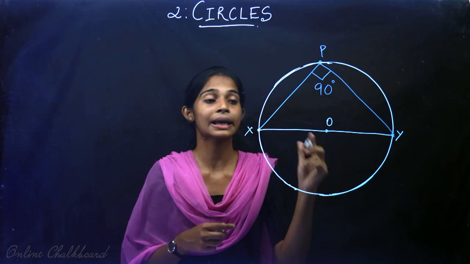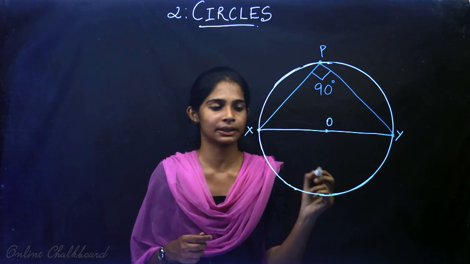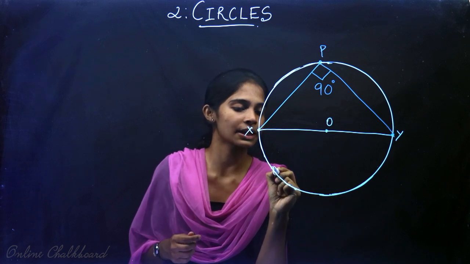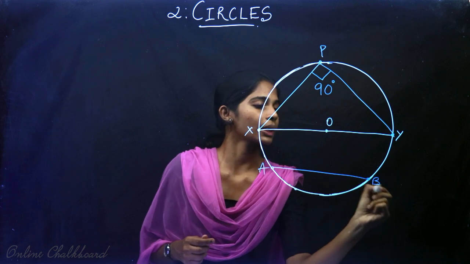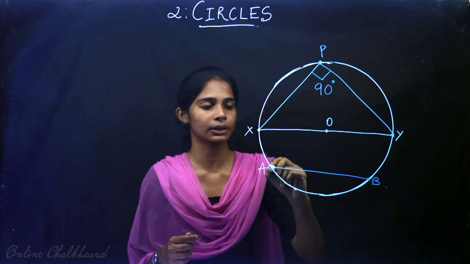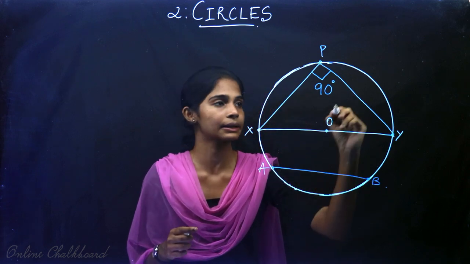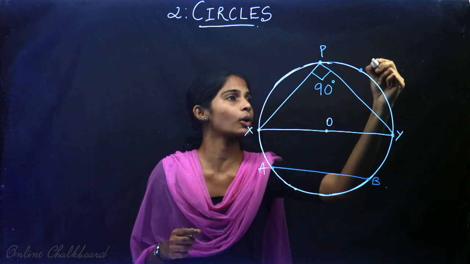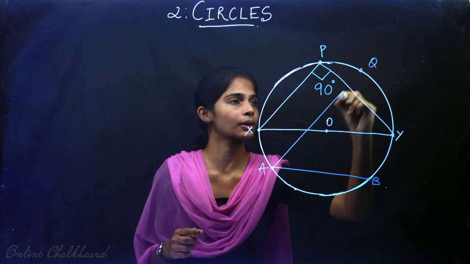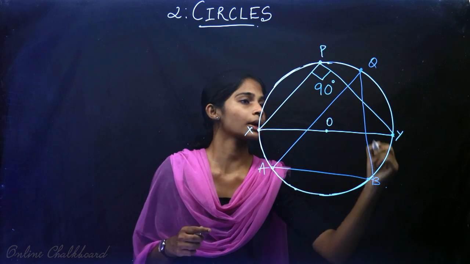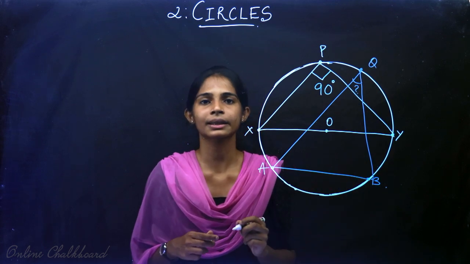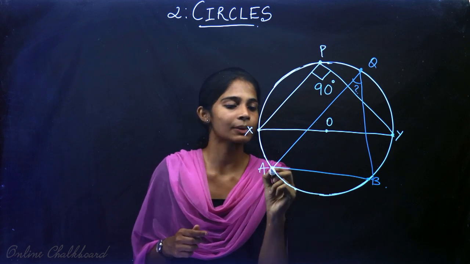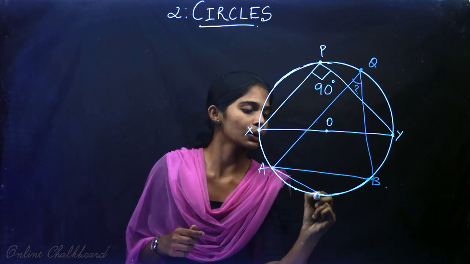What is the angle that will form? Suppose I have a chord here, AB. Okay. Now, AB is a chord, and A and B are its two ends. Suppose I have a point on the circle and draw two lines from it. Now, this forms an angle. Similarly, this point.